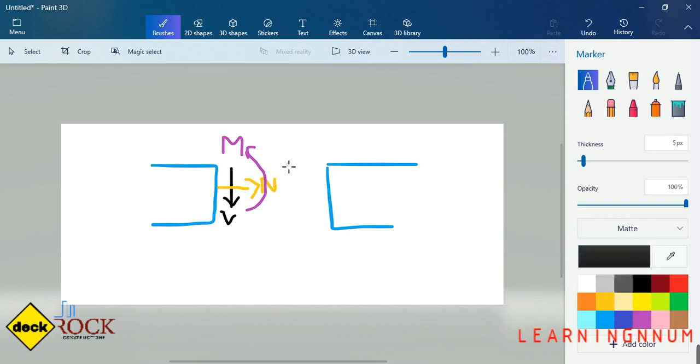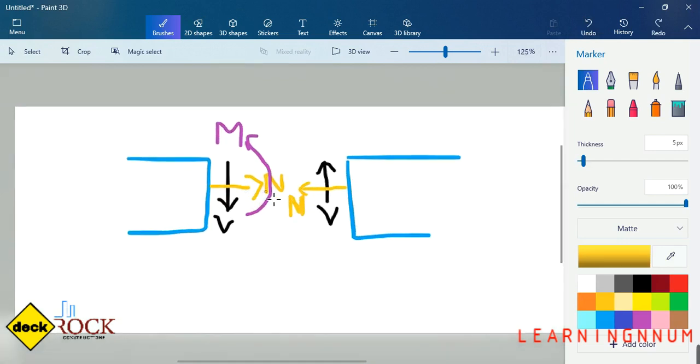Now for shear, this is a cut, right? The cut also needs to be in equilibrium. So if it is acting downward here, it must be acting upward here. This is normal force. You can correct this: as I told earlier, this normal force can also be considered as axial. It depends upon the structure cross section.